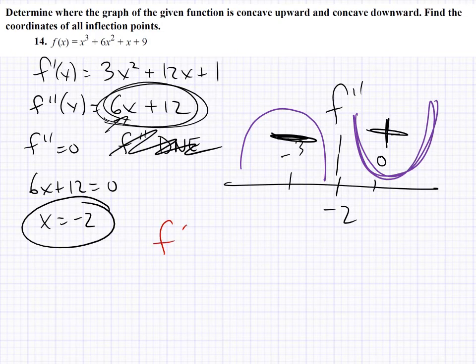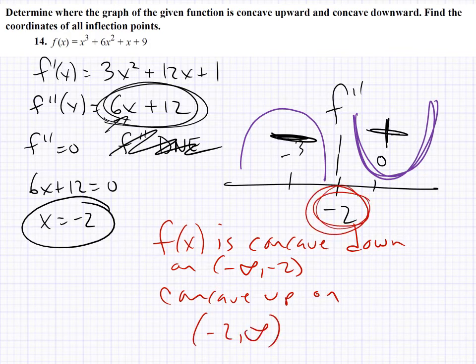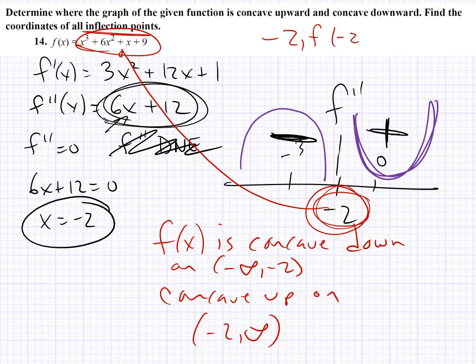So this tells me that f of x is concave down on the interval from negative infinity to negative 2 and concave up on negative 2 to infinity. What it also tells me is that the concavity changes here, so as far as inflection points go, I can plug this point into my function, which I can because it's a polynomial, then this also tells me that negative 2 comma f of negative 2 is an inflection point.